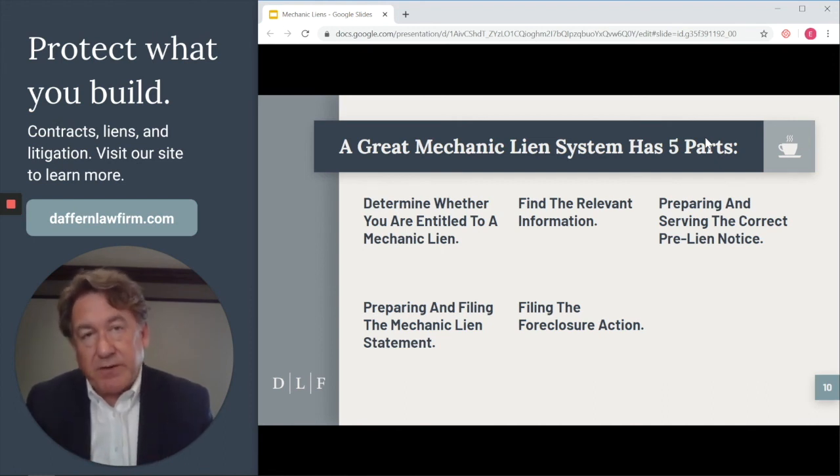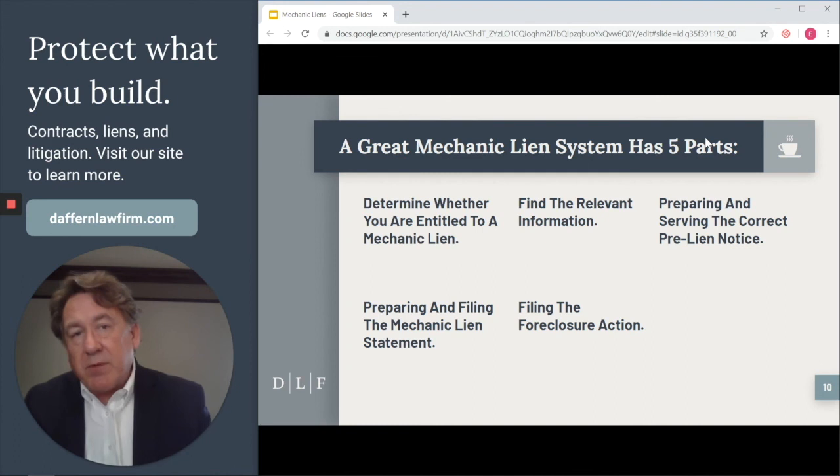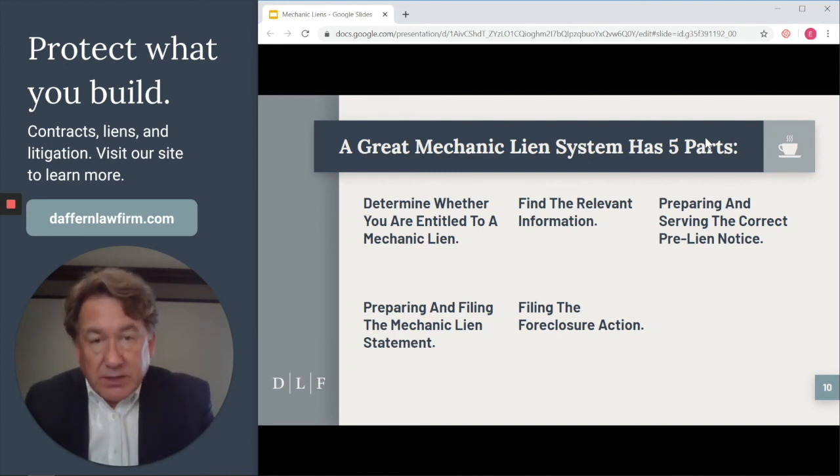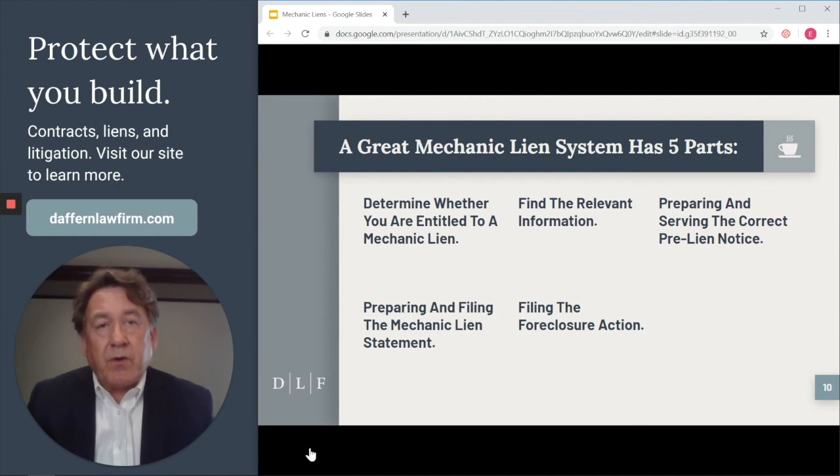Now, obviously, the fifth step is where I would like for you to talk to your lawyer and let him or her know what you're doing and let them assist you in this. That's an important part. And just to be clear, I recommend that a lawyer be involved in this entire process. But through this education and through having the right system in place, it will make the process that much easier. So in our next video, we're going to talk about this first part of how to determine whether you're entitled to a mechanic lien. And I look forward to it.